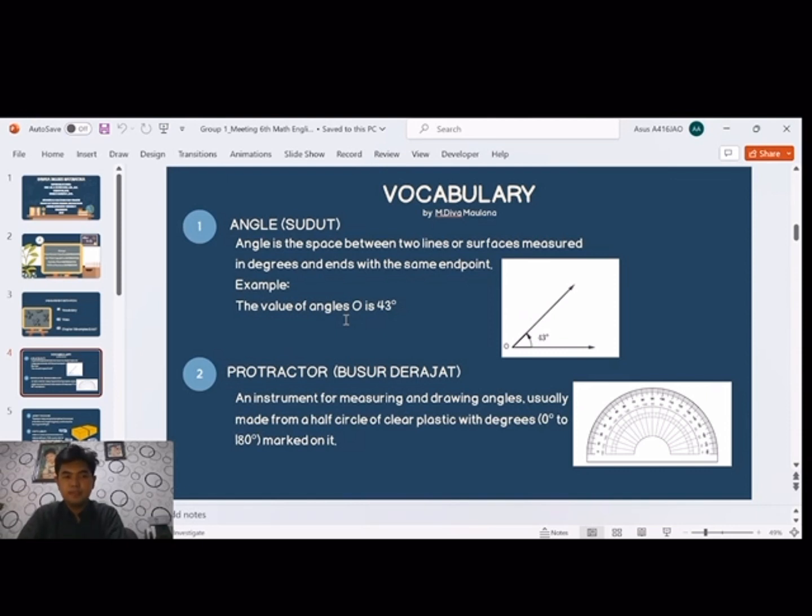Next is protractor, or busur derajat in Indonesian, an instrument for measuring and drawing angles, usually made from a half circle of clear plastic with degrees 0 to 180 marked on it.